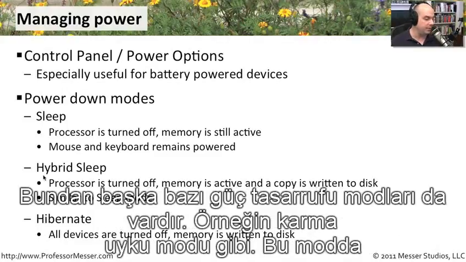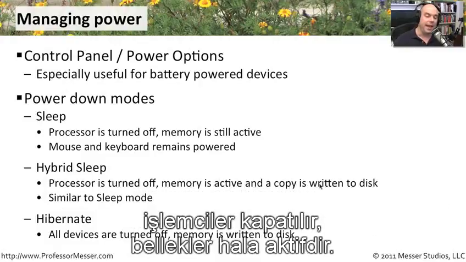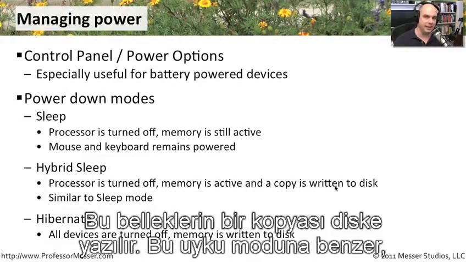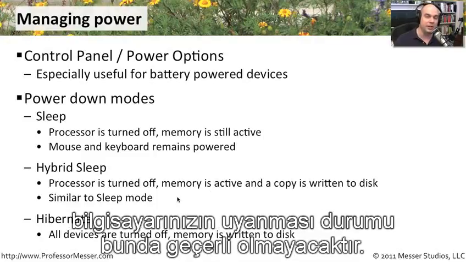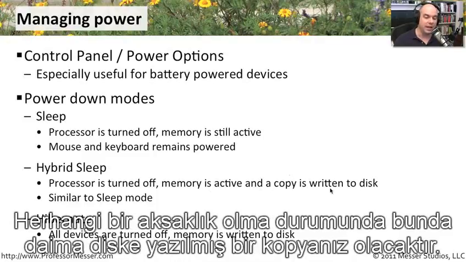So you've got some other options like hybrid sleep, where the processor is turned off, the memory is still active, and a copy of that memory is written to disk. This is similar to the sleep mode, except you're not going to have the situation where a mouse and a keyboard might shake things awake, and you've always got a copy there that's written to disk in case anything happens.